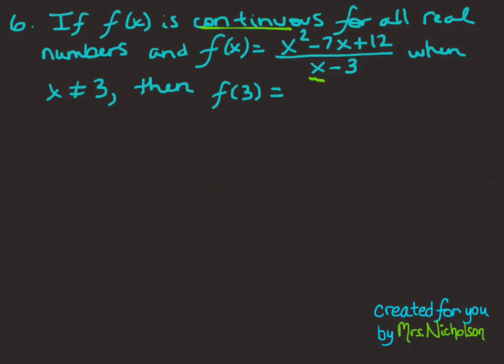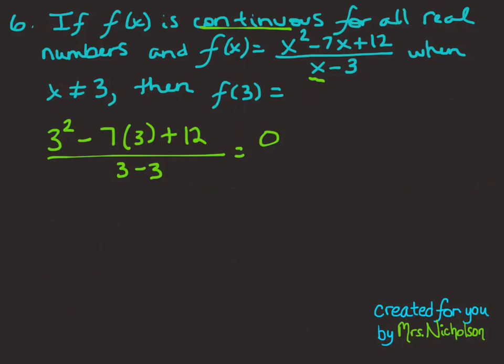The first thing we should probably try is to plug in the 3. If I do that, I get 3 squared minus 7 times 3 plus 12 over 3 minus 3. On the top, that gives me 0, and on the bottom, also 0. So I have 0 over 0, not an answer, but it tells me there is a limit, and so I need to factor. Let's factor the numerator.